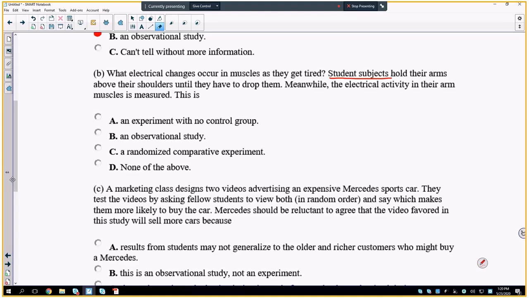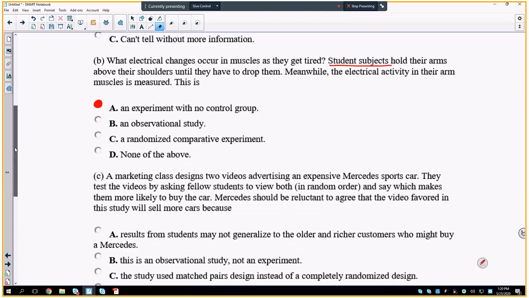It's not an observational study because we are attempting to influence the outcomes by having the students hold their arms above their shoulders. But it's not a comparative experiment either because we don't have some students holding their arms, some students not holding their arms. So it's an experiment with no control group. The control group would have been if we had some students who were just standing still and not holding their arms in any particular way. So this is an experiment because we're attempting to influence the outcome, but it is an experiment with no control group.